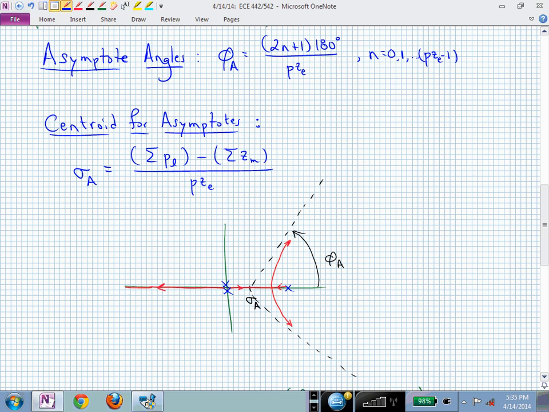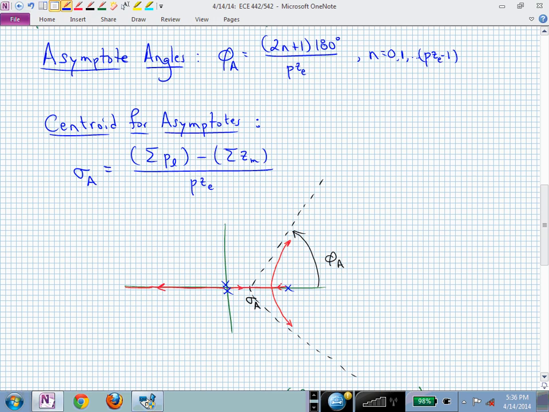The angle I've indicated here, this phi sub A, is supposed to be 60 degrees. I'm just sketching these quickly. The other asymptote angle, which you don't really see, is buried underneath the negative real axis. It's at 180 degrees. And the other asymptote is going off at 300 degrees, or minus 60 degrees. So the angle between these asymptotes is 120, 120, and 120. It's subdividing the z-plane into 3 equal parts.